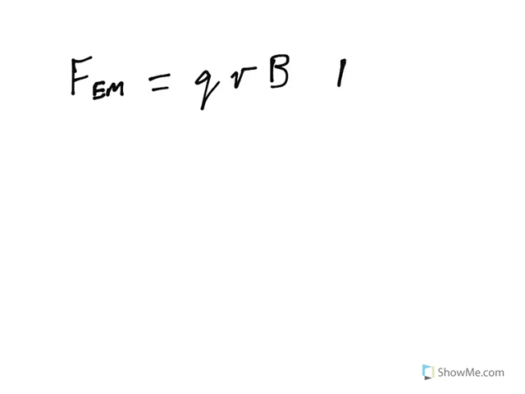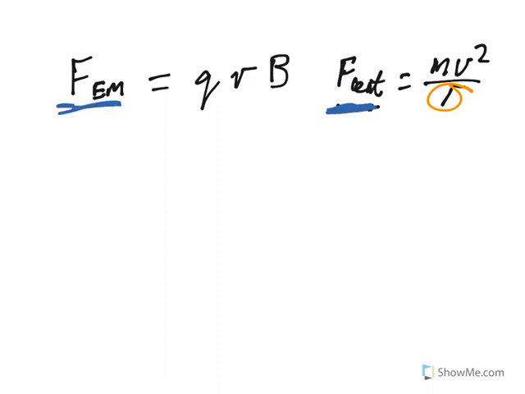Our F centripetal will be mv squared on R. And so it's this R here that we are interested in. Of course, as I said, the centripetal force is not a force in its own right, but it's provided by something. In this case, it's the electromagnetic force that provides that.